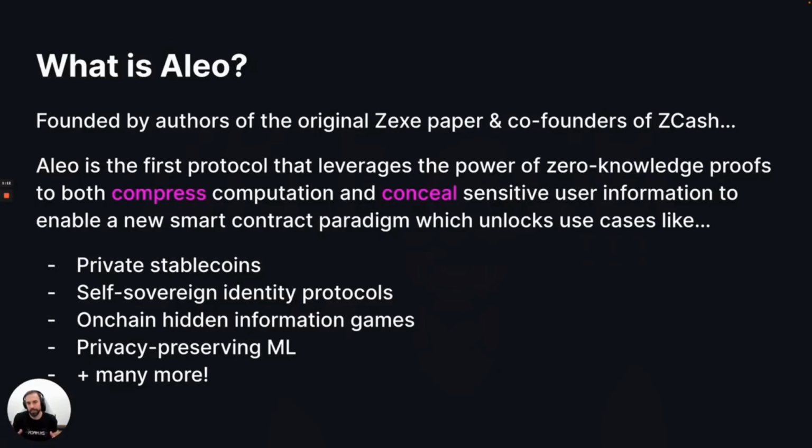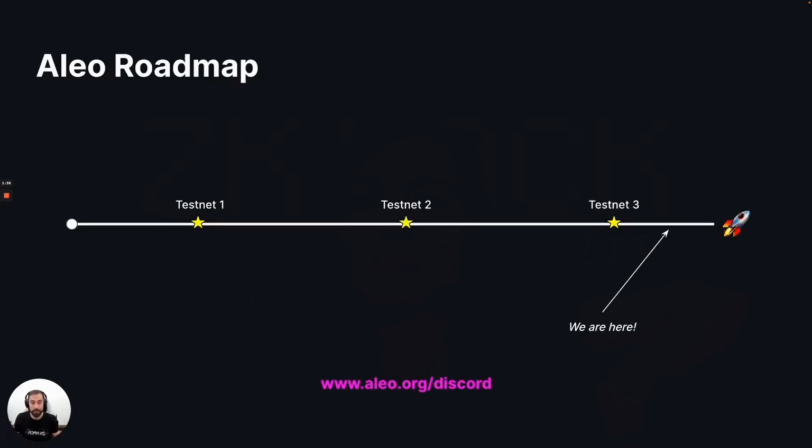The way you can think of it is a combination of the ideas of Ethereum and the ideas of Zcash to enable a new smart contract paradigm that unlocks new use cases like private stablecoins, self-sovereign identity, hidden information games like Dark Forest, if anyone has ever played Dark Forest on Ethereum, privacy-preserving machine learning, and many, many more.